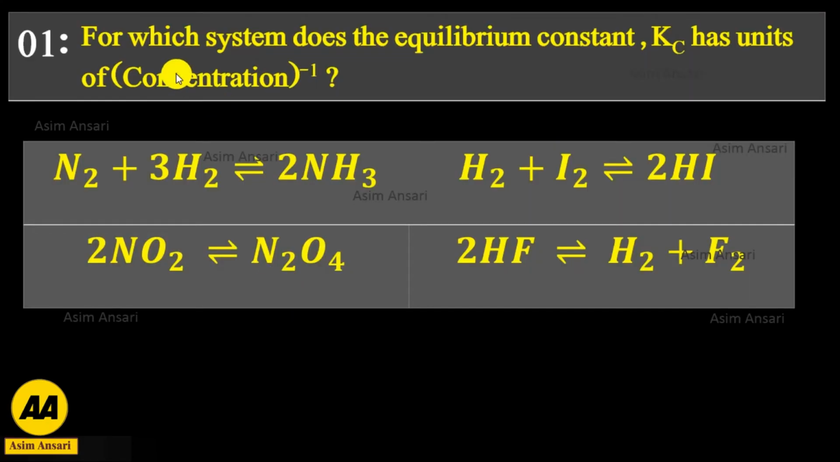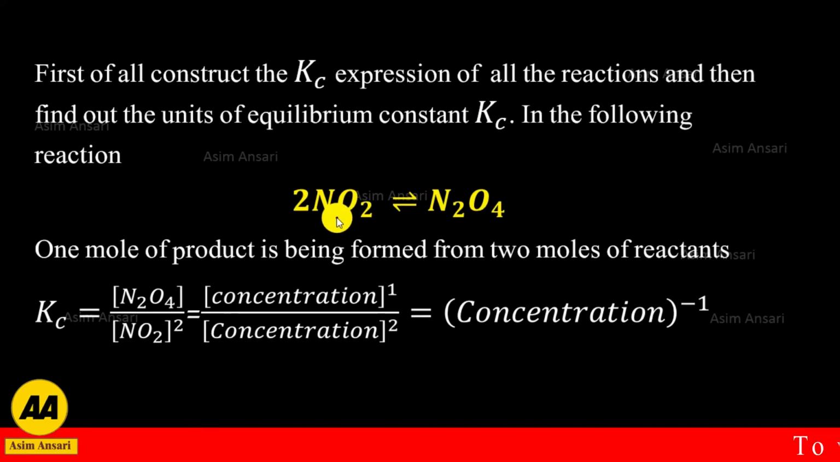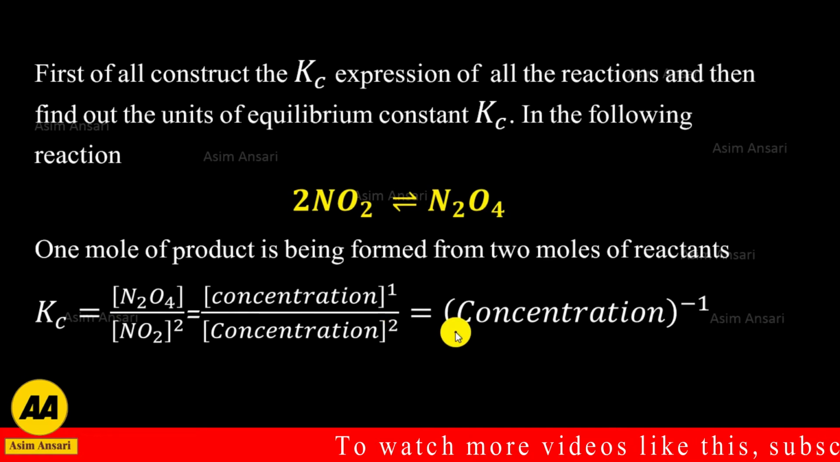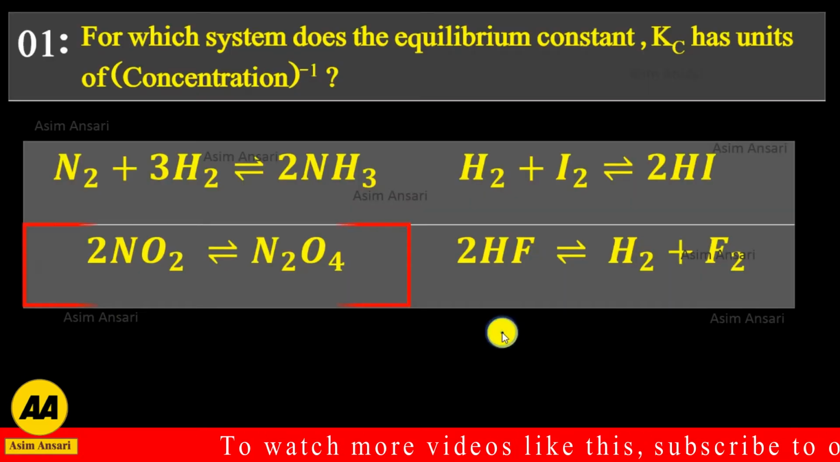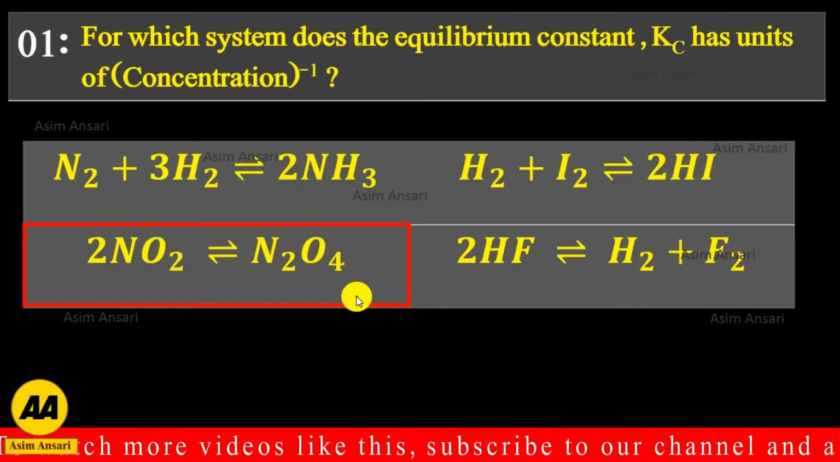The first MCQ is: for which system does the equilibrium constant Kc have units of per concentration? First of all, construct the Kc expression of all the reactions and then find out the units of equilibrium constant Kc. In the reaction where 2NO2 is converted into N2O4, 1 mole of product is formed from 2 moles of reactants, and the Kc unit for this reaction will be per concentration. So the exact answer is 2NO2 converting into N2O4.